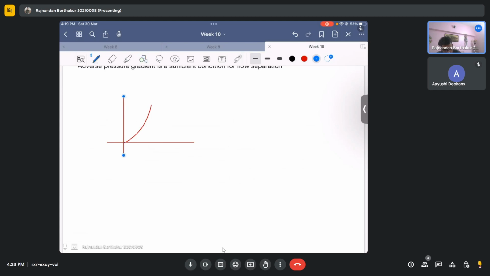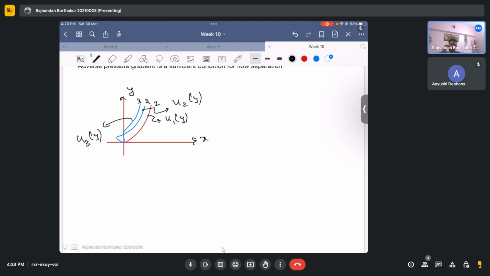Maybe I'll draw this. Can you tell me which of these curves has an inflection point? If this is your y and this is your x, and let's say these are my velocity profiles, u1 of y, u2 of y, and this is u3 of y.